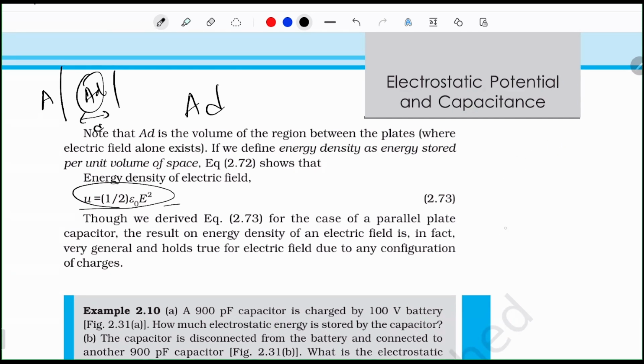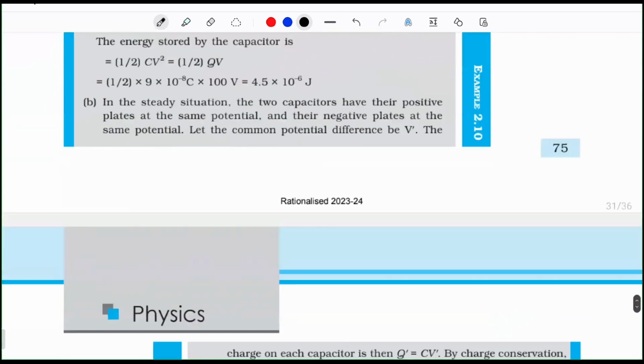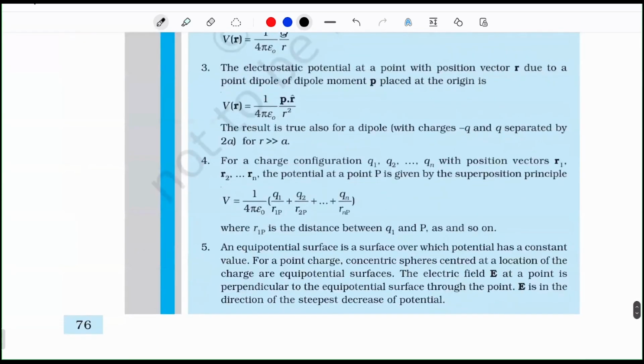So what I've just described, the method of calculating self energy by bringing charges from infinity, is one possible method. But another possible method is simply to integrate the energy density over all of the space. Okay, so with that, we've come to the end of this chapter.